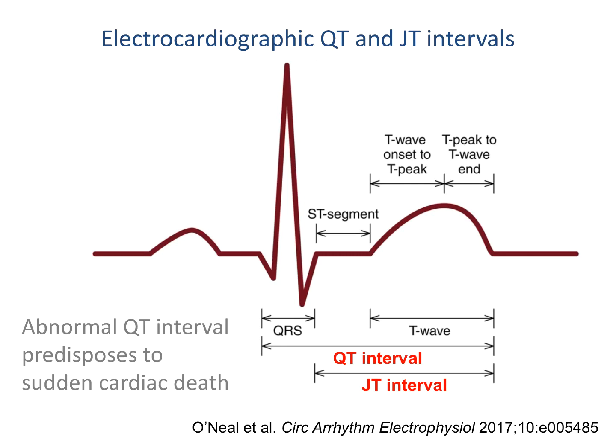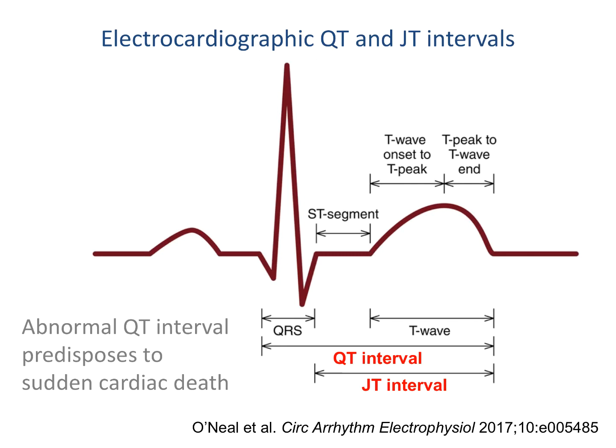The electrocardiographic QT interval spans from the beginning of the QRS complex to the end of the T wave, as shown in the schematic here. The QT interval is measured in order to assess the duration of ventricular repolarization. Abnormality of the QT interval in either direction, too long or too short, predisposes to arrhythmias and sudden cardiac death.